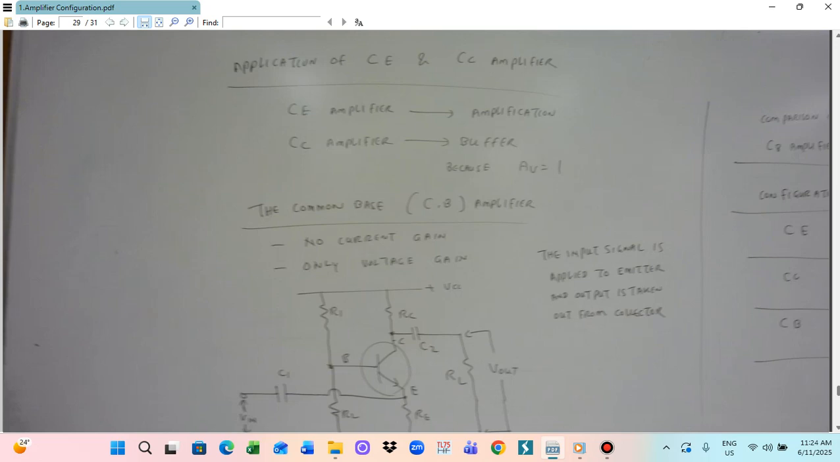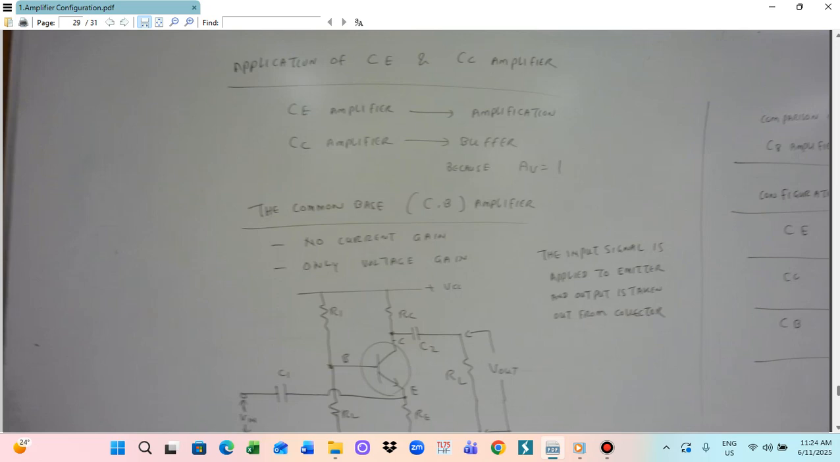For the CC amplifier, input resistance is high, output resistance is low, minus RE, phase shift 0, voltage gain unity, current gain high, power gain high, and we use it as a buffer, because AV is equal to 1.